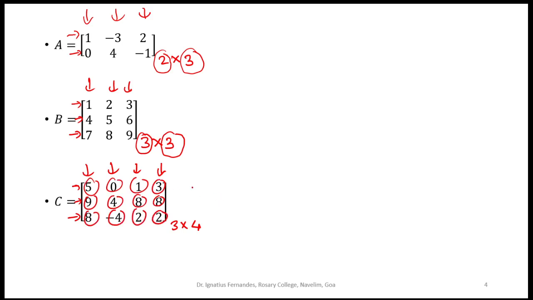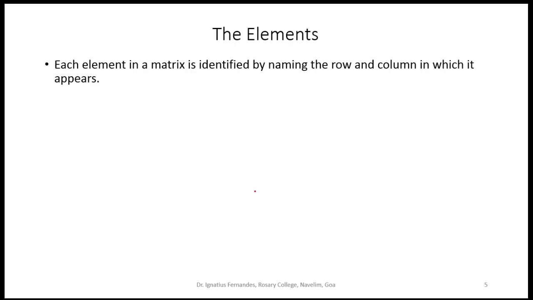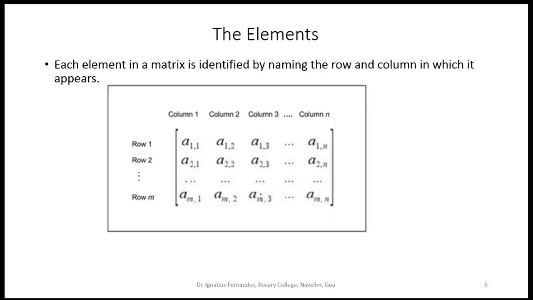So these numbers inside this matrix are called the elements. Each element in a matrix is identified by naming the row and column in which it appears. So if the element is in the first row and the first column, it will have a position like 1, 1. A here refers to whatever real number is assigned here.